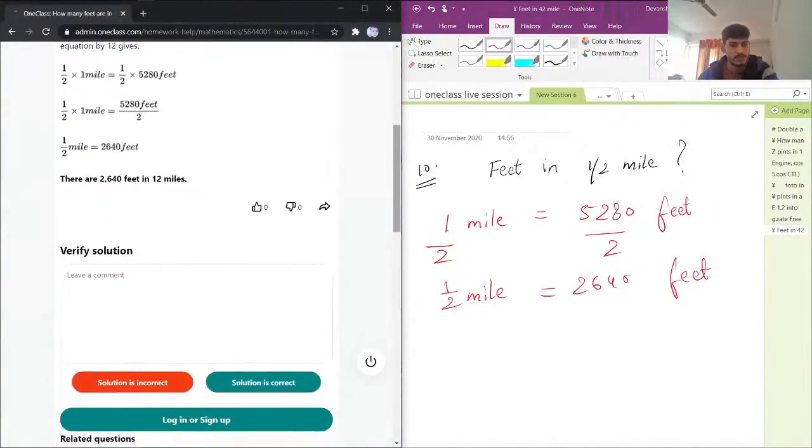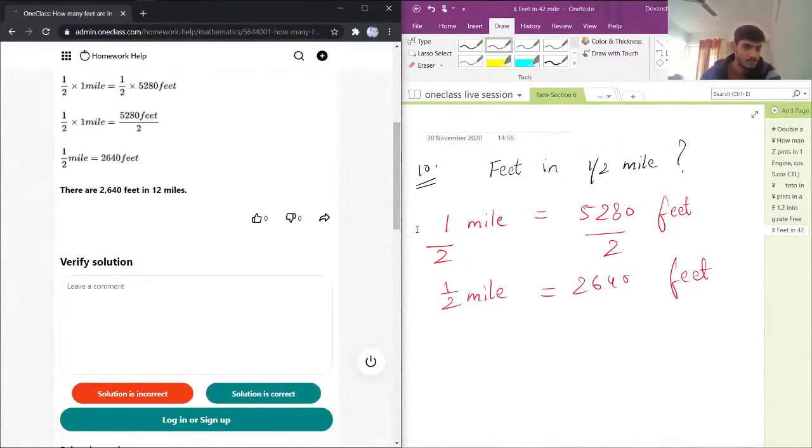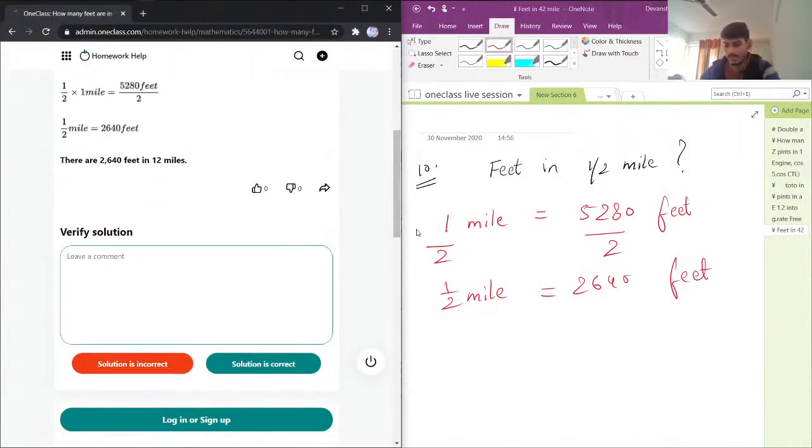2640 feet in 12 miles. No, there is a division sign missing, but the answer is correct. 2640 feet in 1/2 mile.